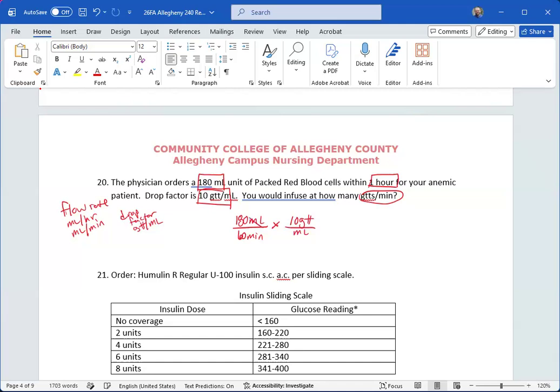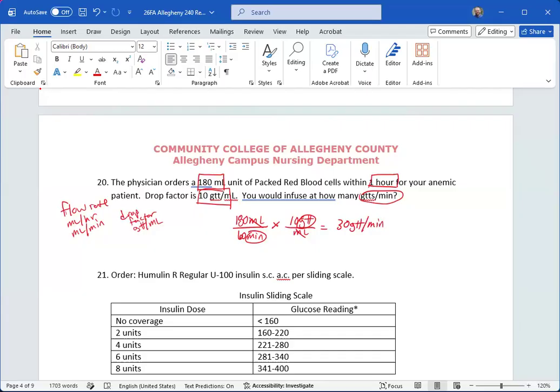You don't have to do what I'm doing, but I always like to show you that we are putting everything in the right order and everything's set up appropriately before we even answer it. 180 over 60 is 3 times 10 would be 30 drops per minute.